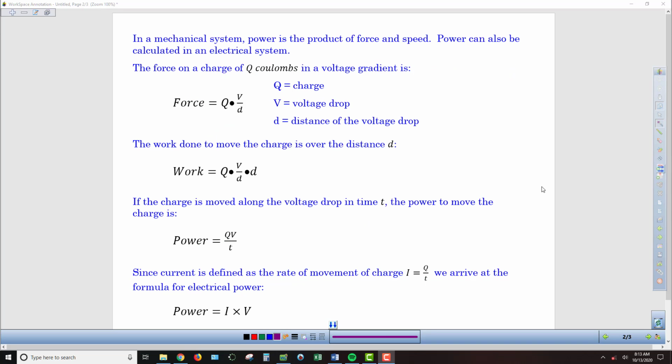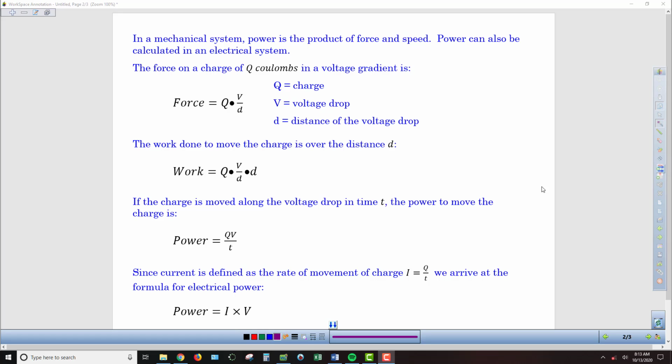It's important that we understand the concepts of work and power in an electrical context, just like we do in a mechanical one. So in a mechanical system, we know that work is defined as force times distance, and power is the rate at which that work is being done.